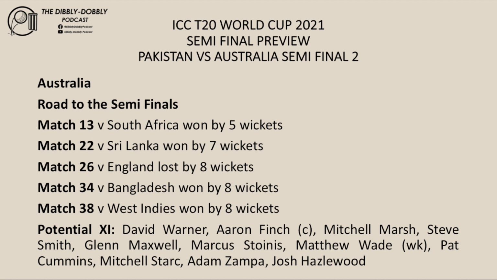Let's have a look at what potential 11 Australia may have for this semi-final against Pakistan. Warner, Finch, Mitchell Marsh, Smith, Maxwell, Stoinis, Wade, Cummins, Starc, Zampa and Hazelwood. I think Australia will keep the same 11 for the semi-final against Pakistan. No need to make any changes heading into this semi-final, a must-win, high-pressure game. This is Australia's best 11, and they've been playing really well together, especially in the last 2 games against Bangladesh and the West Indies. So that could be Australia's potential 11 for this semi-final against Pakistan.